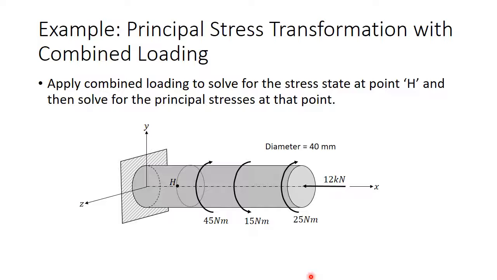The first step would usually be to calculate the reaction forces. But in this case, we do not need to do that because we already know all of the forces on one side of our cut. So the first step will be to find the internal loadings at a cut through point H.